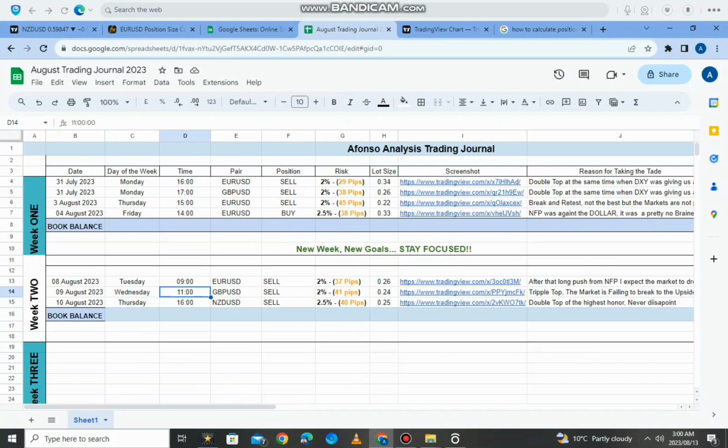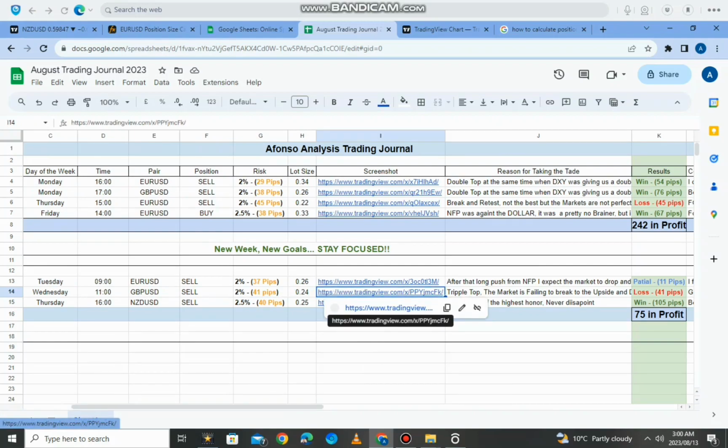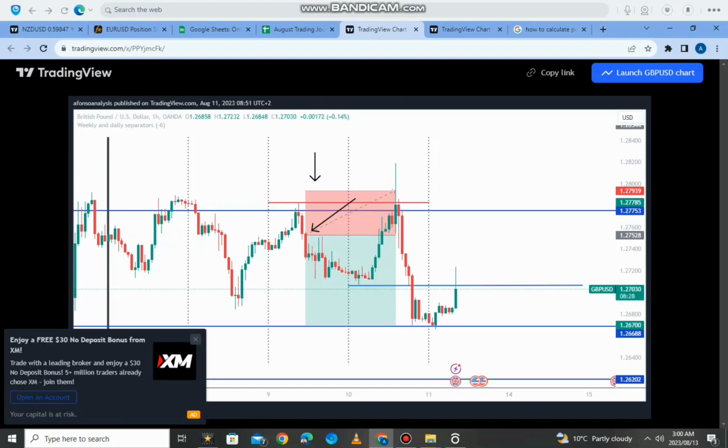I took a GBP USD pair. It was a sell, and I risked 2%, and my stop loss was 41 pips. Now it says here I lost that, but I can just go back here. I can just click and go back to the trade and just see instantly why I lost that trade. Okay, so as you can see, it hit my stop loss and it went straight to my direction, but I should have broken even on this trade here, because it moved a couple of pips to my direction before it reversed on me.